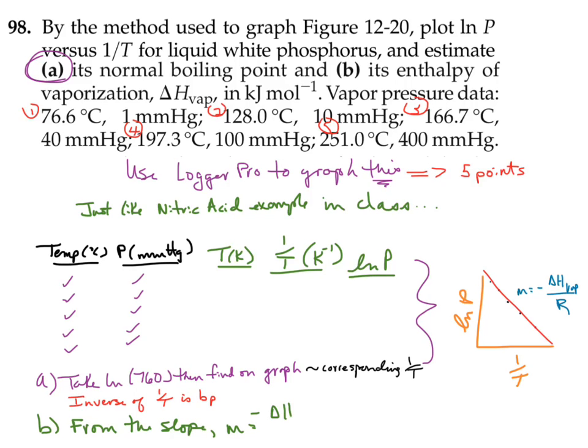This is the plot that you're going to draw. Then the 2 things you're supposed to do: first, find its normal boiling point temperature, like we did with nitric acid. So you're going to interpolate or extrapolate on here, come down, and see what that temperature is. The second thing is to use the slope and get the heat of vaporization. So we need to do all that and print it out.